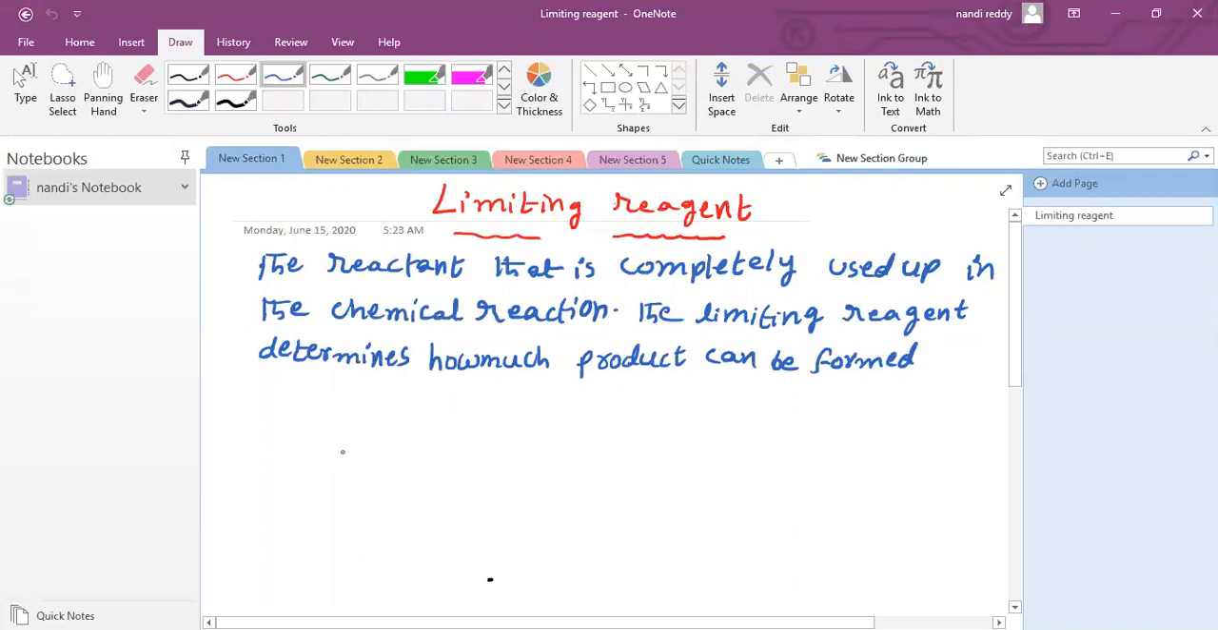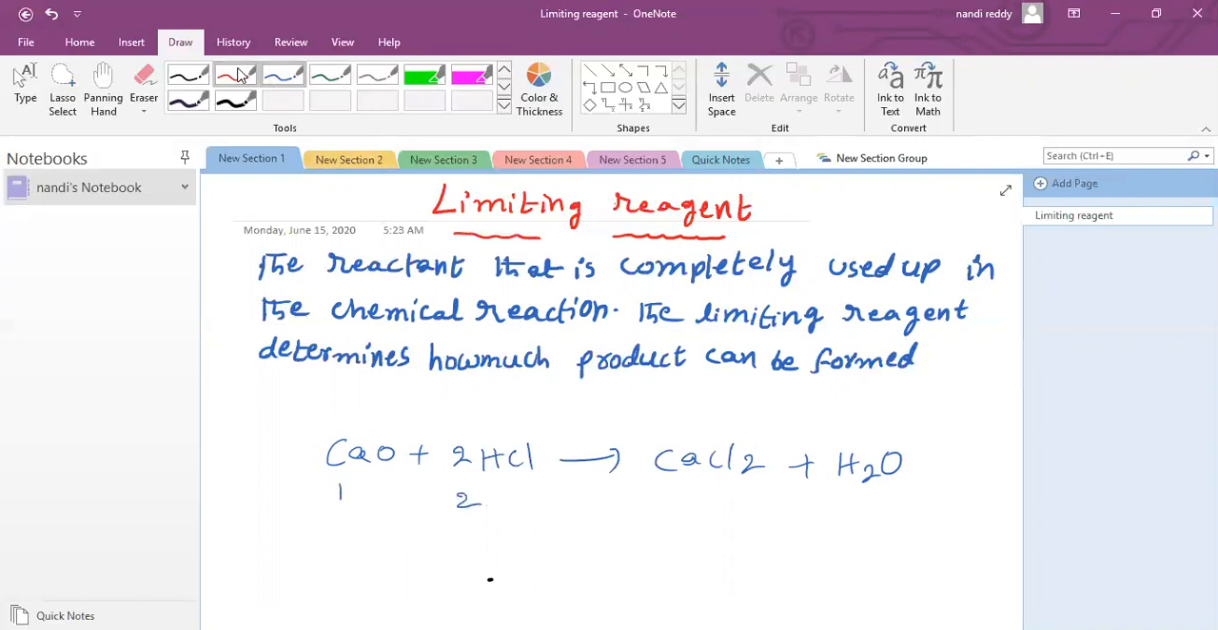You can see very clearly. For example, here CaO plus 2HCl gives rise to CaCl2 plus H2O. This is the product formation. According to the equation, first we write whatever the given data is, then we apply it. Here 1 mole is given and 2 moles are required. They won't provide this reaction in the examination. We have to know that minimum requirement of the equation.